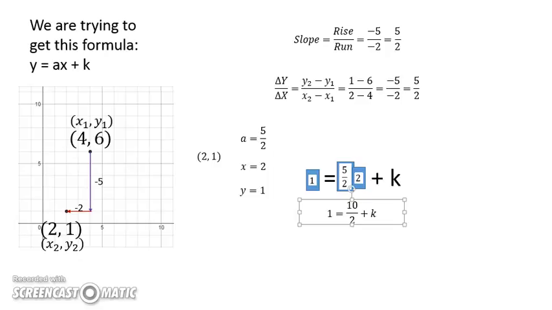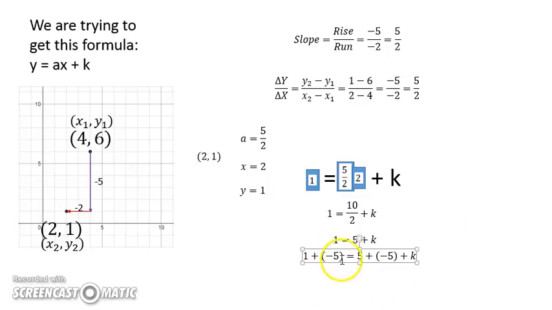So what we need to do first is do our calculation of 5/2 times 2, which gives us 10/2 plus k equal to 1. If I simplify that further, I get 1 equals 5 plus k. I then subtract, or I add a -5 to both sides to isolate my k. Finally, I get k equals -4, so I'm going to move k back over here. So now we've figured out what the slope is. We've figured out what the y-intercept is.